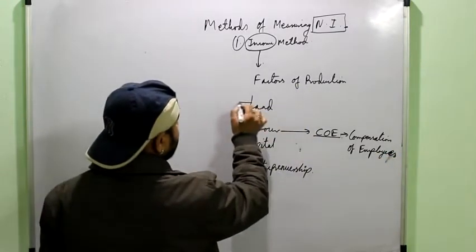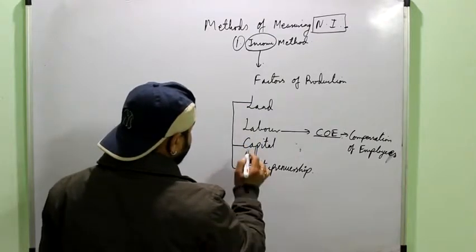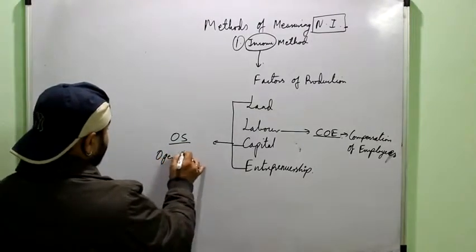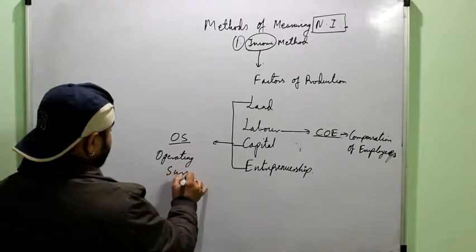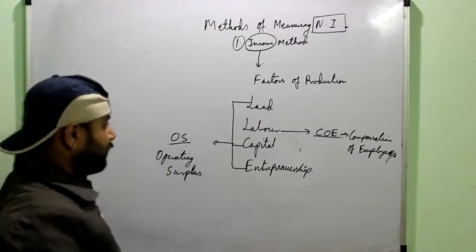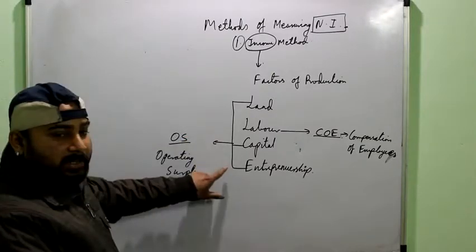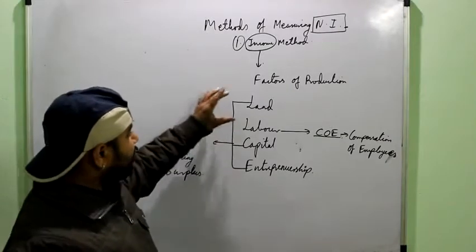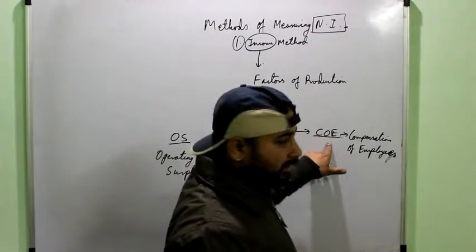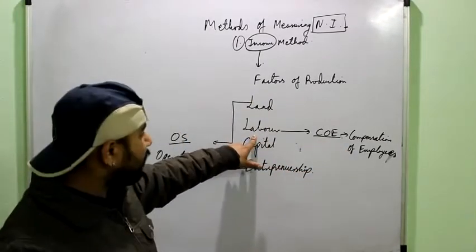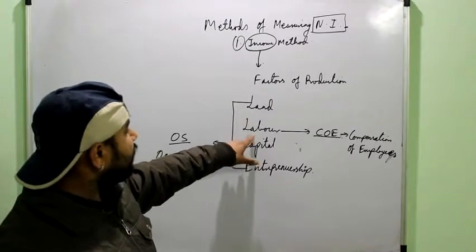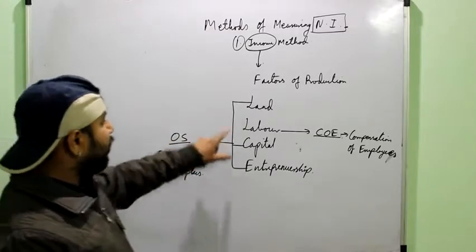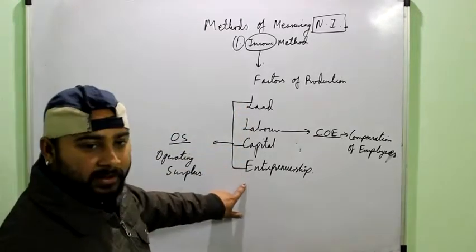While the income from land, capital and entrepreneurship is considered under the subheading OS, that is operating surplus. Okay, and there is one more heading under this that we will talk about later, that is mixed income. First of all, you have to remember that COE will contain all the income generated through labor, means salary, bonus, wages or any other incentive which has been given to the employee. While operating surplus will include all the income generated through land, capital and entrepreneurship.